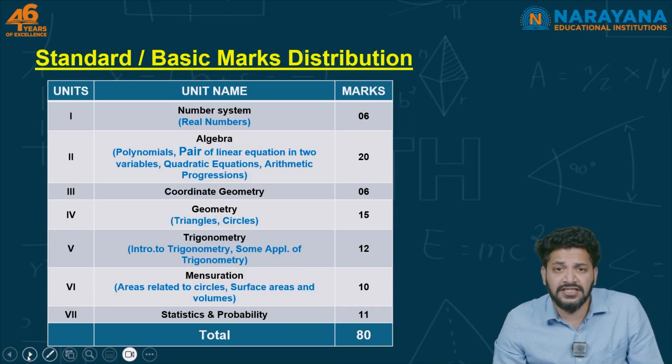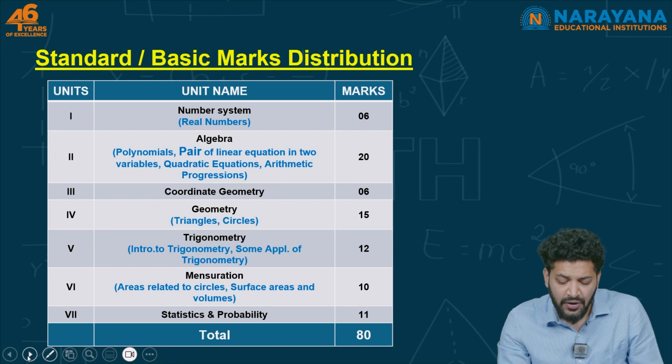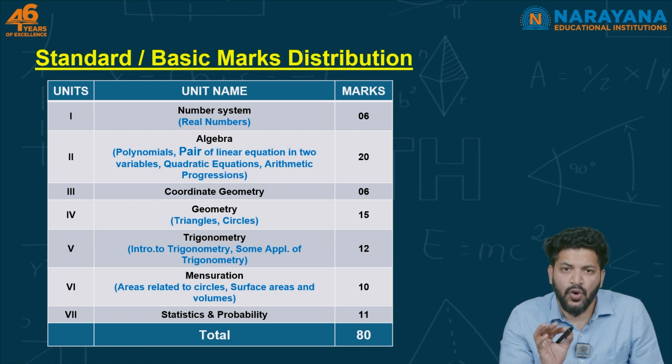So, standard or basic mark distribution, children. Here we have unit name and marks. Each chapter carries how many marks? It is the same for standard and basic. The only thing is, basic will be easy and standard is also easy, but you have twisted questions in the standard paper. So you have to focus more on that.